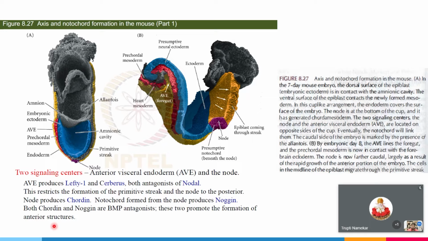Here we can see a cross-sectional view of the node, and in white we can see the cells that are migrating into the embryo.